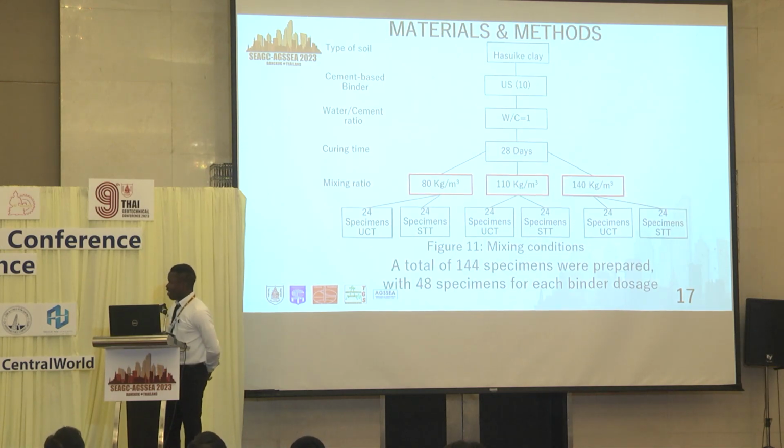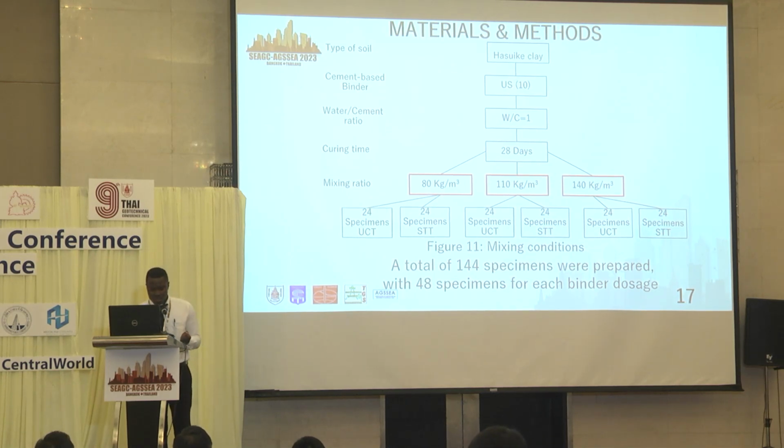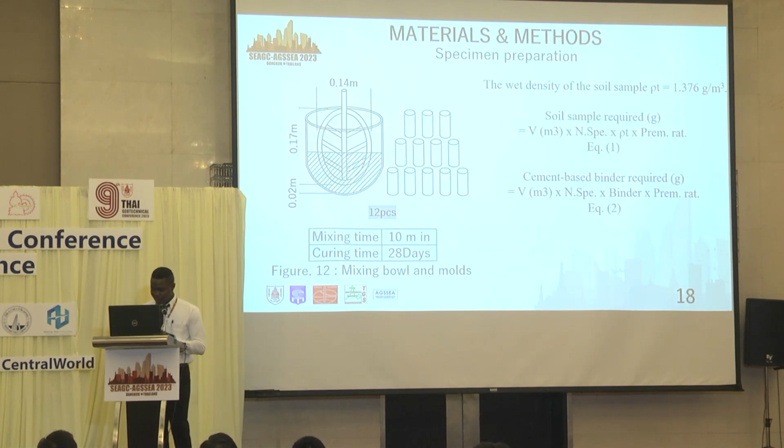So this is the mixing condition. We used the clay and added the cement with a water cement ratio equal to 1. After 28 days, we used these three conditions: 80, 110, 140 kg per square meter. For each condition, we obtained 24 specimens for UCT and 24 specimens for the splitting tensile test.